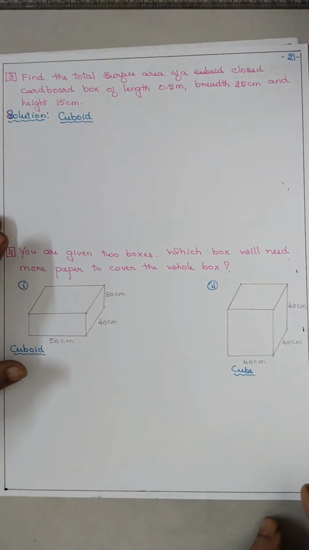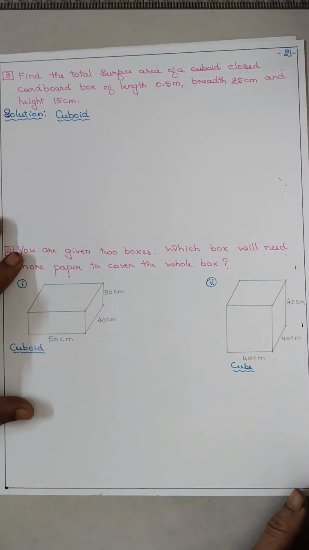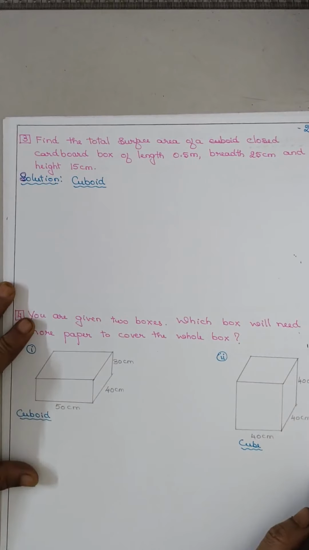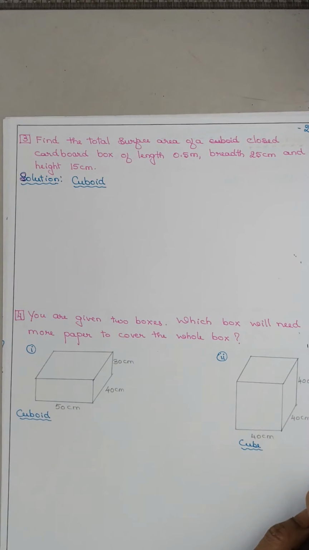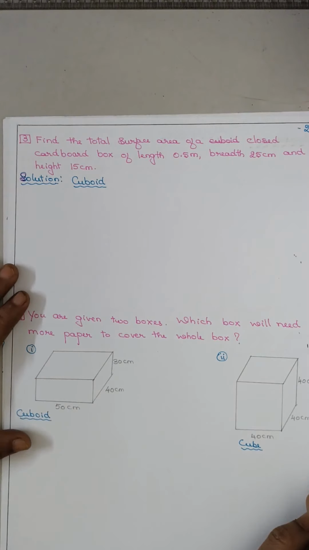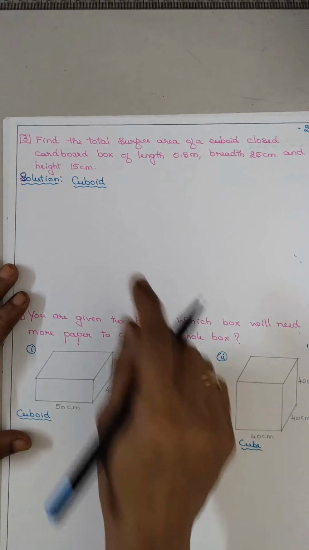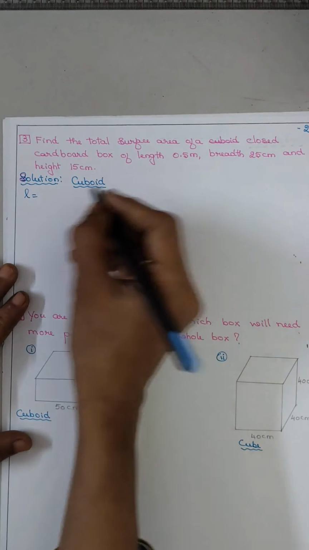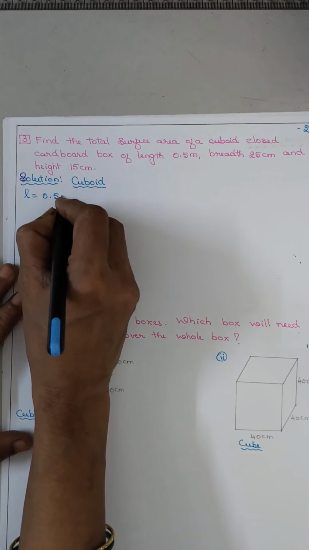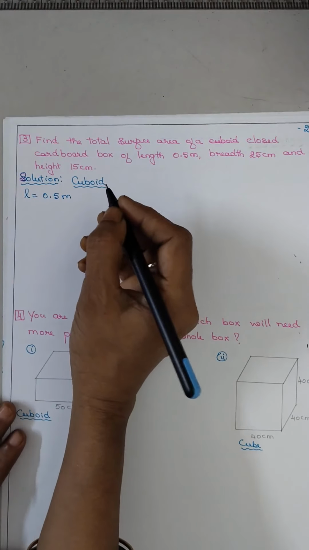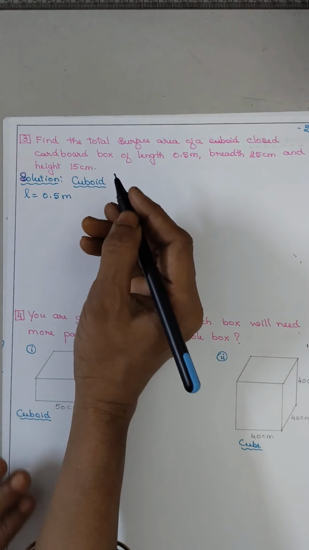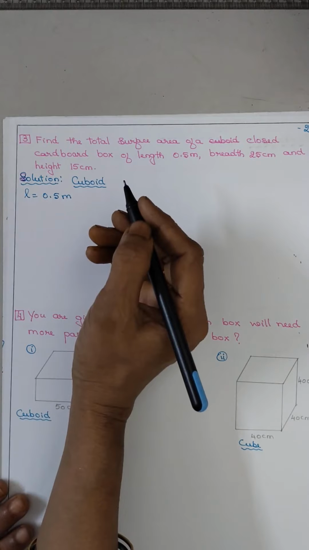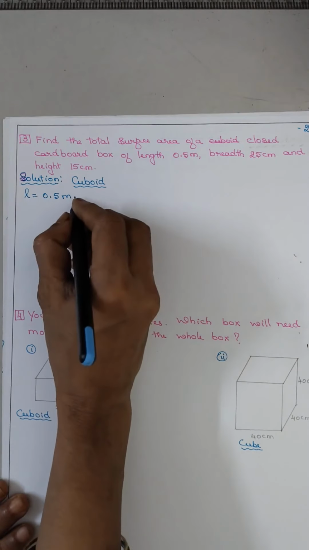The total surface area of the closed cardboard box you have to find. The length, breadth and height are given. So it is a closed cardboard box. When length, breadth and height is given, it is cuboid. Right. Length is equal to 0.5 meter. Now this is in centimeter. So you will be writing in a meter.